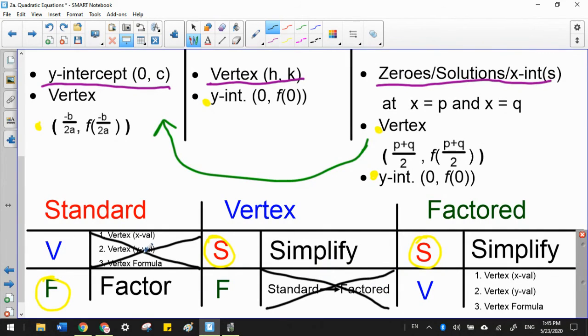Turning what you have into the designated form isn't going to give you more information, because turning standard form into vertex form just gives you numbers that you would have already figured out if you knew how to work with the standard form. And same with factored to vertex. Look at all that work. We don't need all that. We can find the vertex just through the methods that go with the factored form.